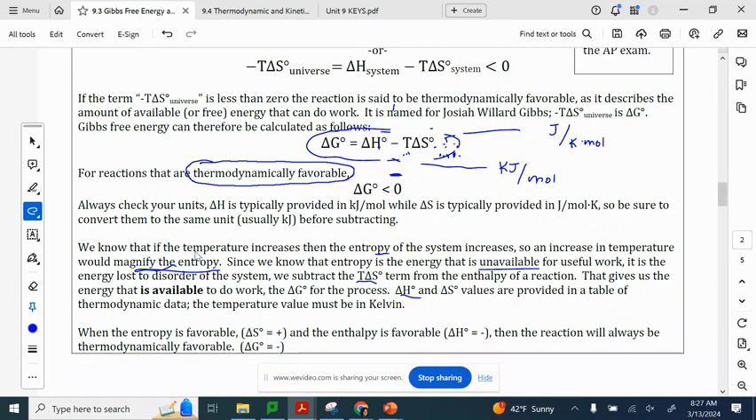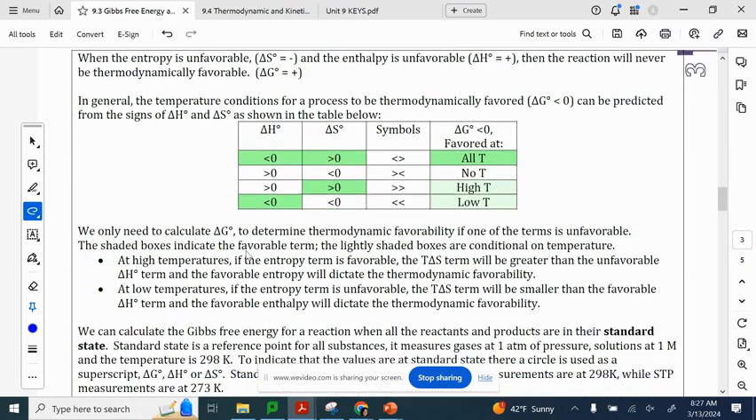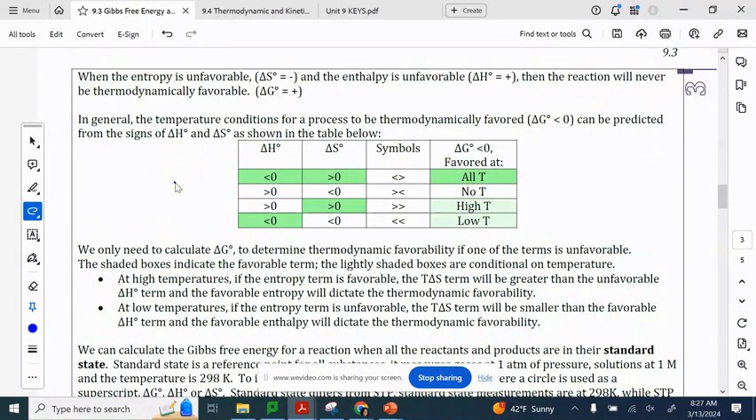They give you these tables. You do not memorize them. Okay? I gave you the tables back in unit 6. I want to say 6. When entropy is favored and enthalpy is favored, then the reaction will be thermodynamically favorable. And again, this is that table that I wanted you to get in your brain.